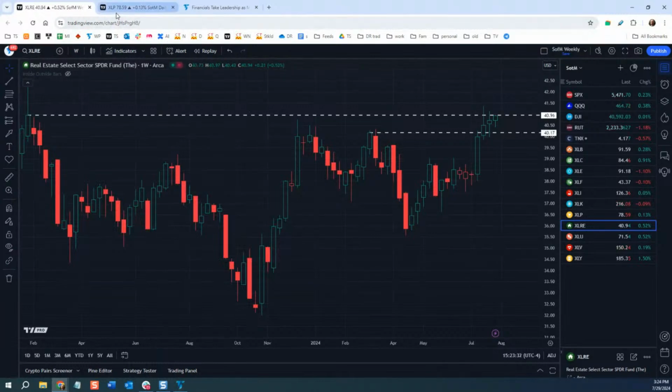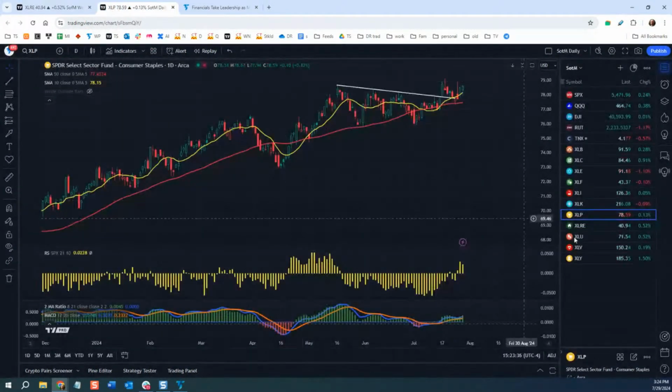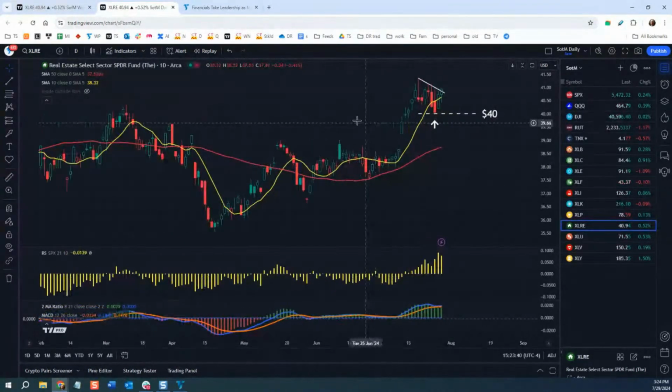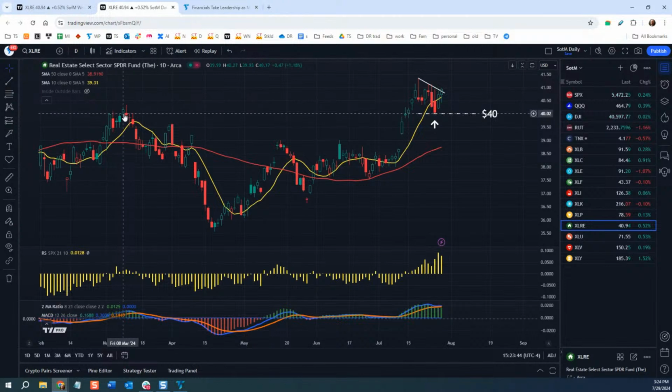If you look here on the daily chart, XLRE, I actually found this a very interesting daily chart. $40 is, you can kind of look back to this high from March. It was kind of interesting that it held, but it's also $40. That's a psychologically important level.